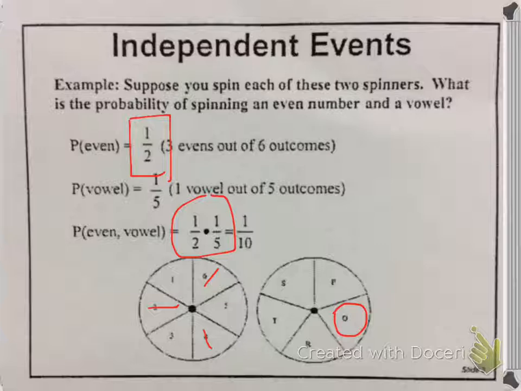Those things do not depend on each other. They're independent of each other. One does not make the other one occur. So they would be called independent events.